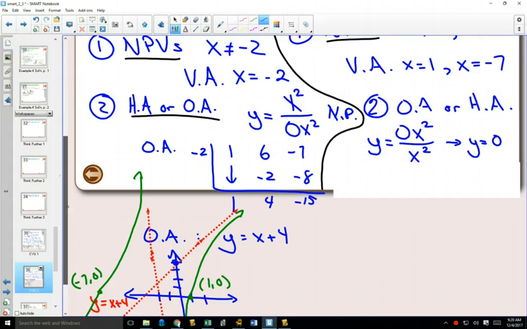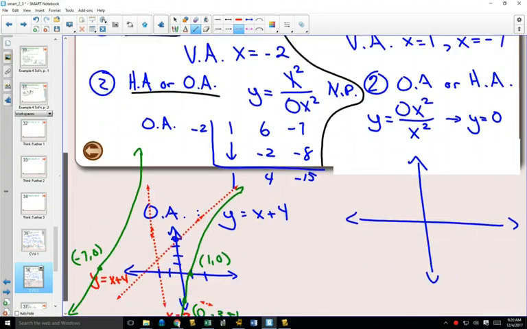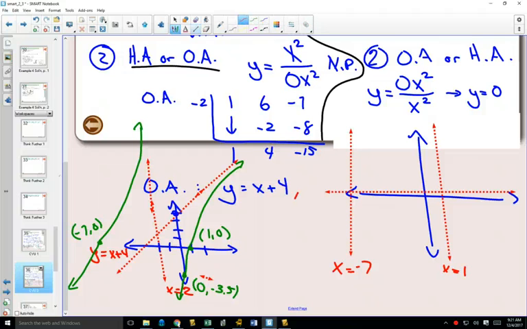So now when we go to graph this, we draw all of our asymptotes. We have vertical asymptotes at x equals 1 and x equals negative 7. We have our horizontal asymptote at y equals 0.